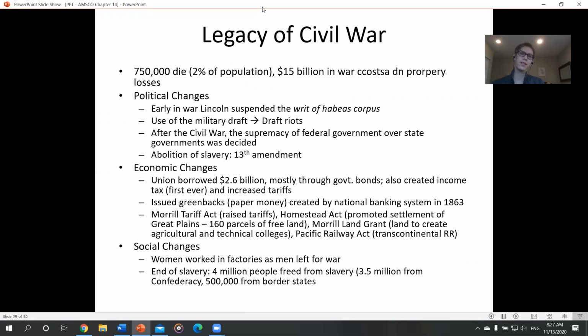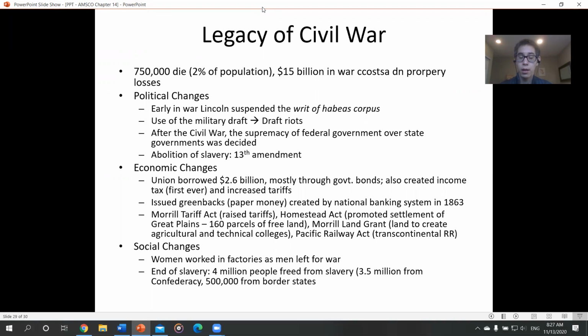Now, when we talk about the legacy of the Civil War, it is one of the defining moments of American history. I mean, 1619 with slavery, 1776 with independence, 1865 with the Civil War. Those are probably three turning points in American history. 750,000 Americans died. That's 2% of the American population. For comparison's sake, in World War II, 500,000 Americans died. So it's still the deadliest war in American history.